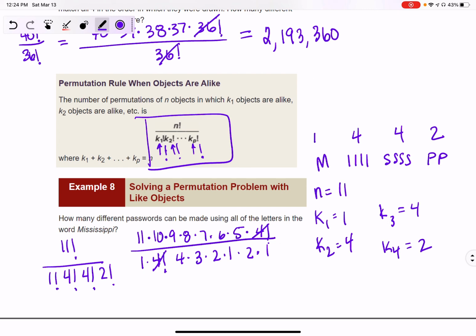Punch that in my calculator. 11 times 10 times 9 times 8 times 7 times 6 times 5, and then that's one big number. Divide it. Let's write it down. 1,663,200, divided by, what's this? 12 times 2 is 24 times 2 is 48. Divided by 48, which gives us 34,650 different passwords.